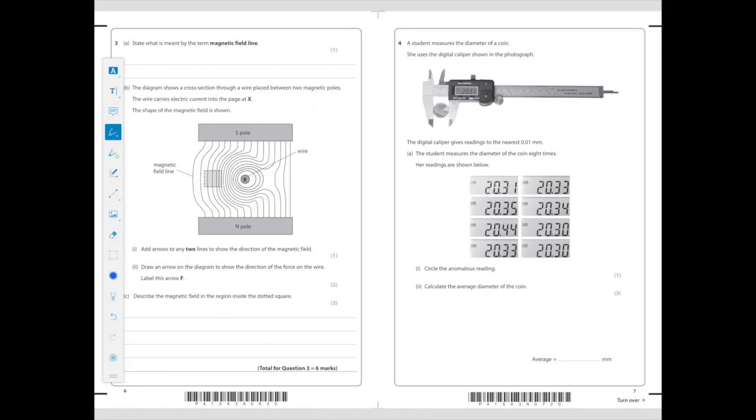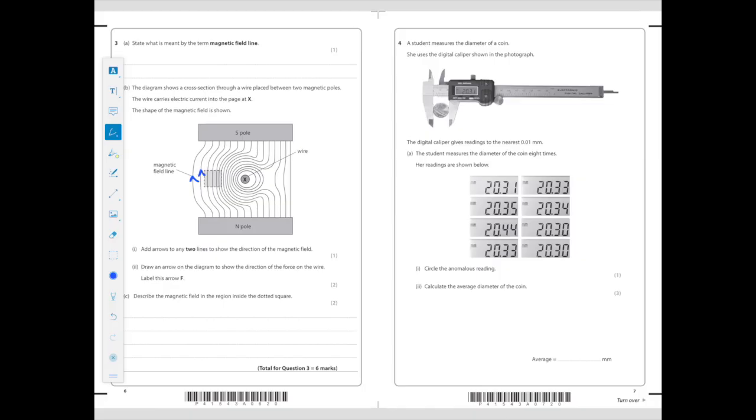3A, state what is meant by the term magnetic field line, and that's a line that shows the direction of the magnetic field. The diagram shows a cross-section through a wire placed between 2 magnetic poles, and the wire carries electric current into the page at X. The shape of the magnetic field is shown. Add arrows to any 2 lines to show the direction of the magnetic field. Now remember that it runs from north to south, and we have to do that on at least 2 lines, so I've done 2 there.